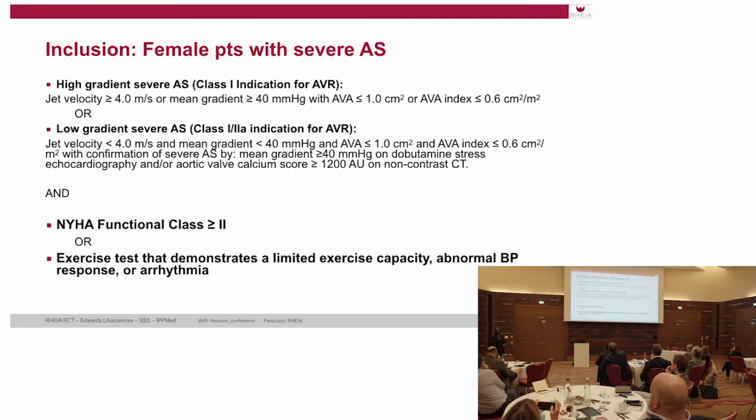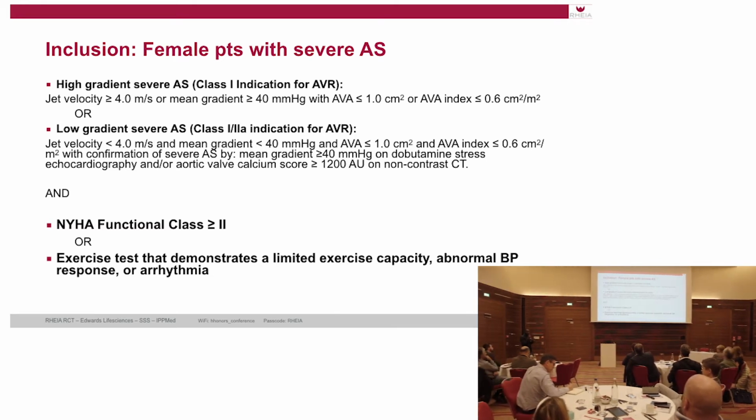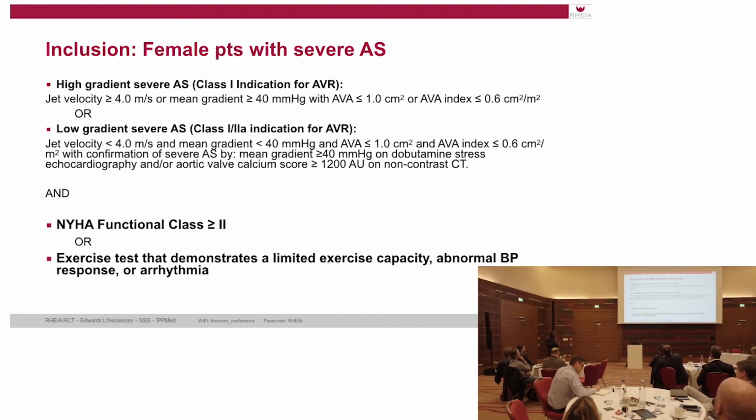So very important, the inclusion criteria from the trial. You can see that the inclusion criteria are quite broad. So we want to include as many women, as many females as we can. So we have the regular definition of aortic stenosis. The basis, we want to include only symptomatic aortic stenosis patients. Only symptomatic aortic stenosis ladies.